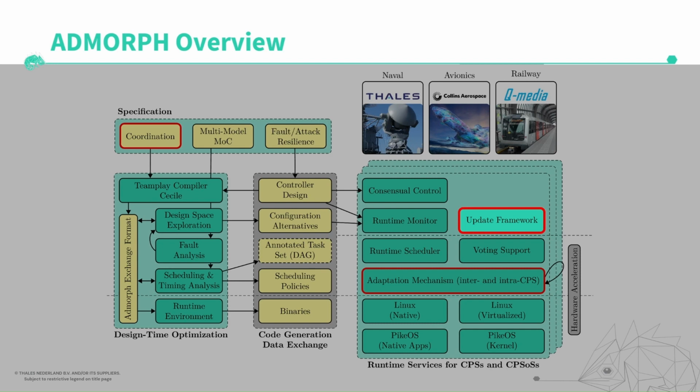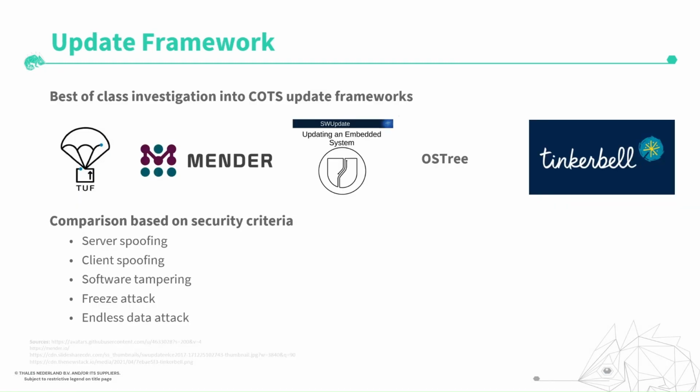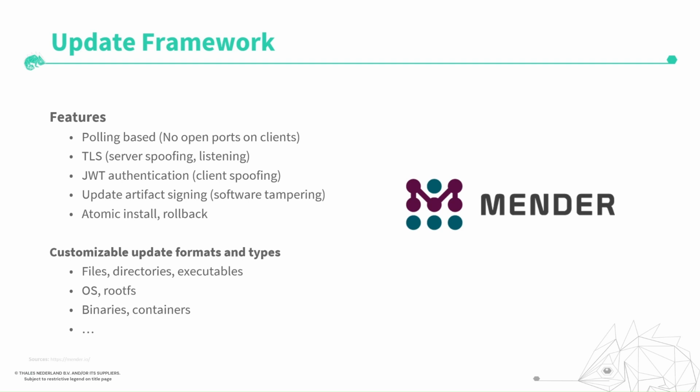Finally, I'm now going to discuss our work on an update framework that could be used in combination with other ADMORPH mechanisms to improve fault tolerance and resilience against attacks. We opted not to develop such a mechanism ourselves, but instead performed a best-of-class investigation into existing tools and frameworks based on the criteria shown on the slide. From this investigation, we selected Mender as a commercial off-the-shelf update solution, which meets all our security criteria, but is also customizable enough to be used in our infrastructure as well as those of our ADMORPH partners.